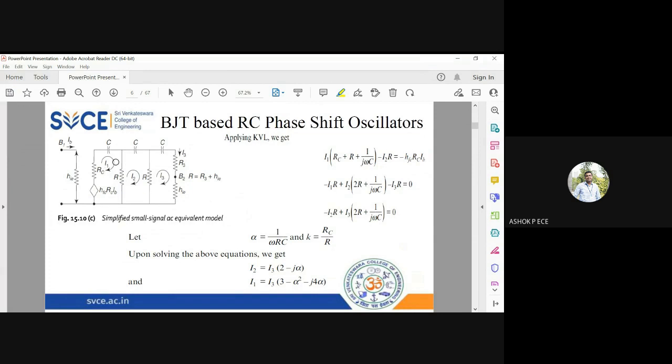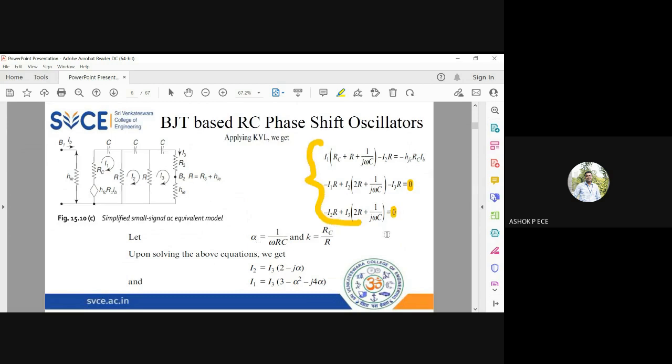So on the output side, I am assuming the currents I1, I2, I3, and I'm writing the KVL equations. So I1 into RC plus R plus 1 by j omega C minus I2 R equal to minus HFE RC into IB. And second loop, there is no voltage source, so it is equal to 0. Third loop, there is no voltage source, so it is equal to 0. So I get three equations.